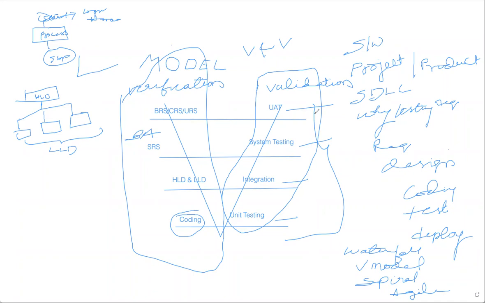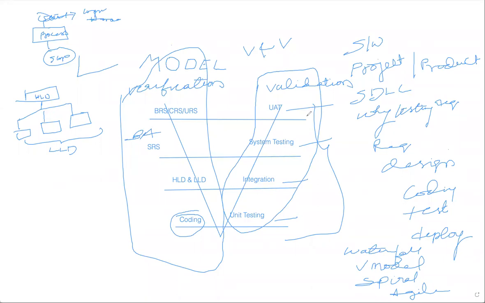A few things to understand: verification happens before the software is developed. Verification is done only before the software is developed. Once the software is developed, validation will start, in the form of unit testing, integration testing, system testing, etc. These are all validation techniques. All levels of testing come under the validation part.